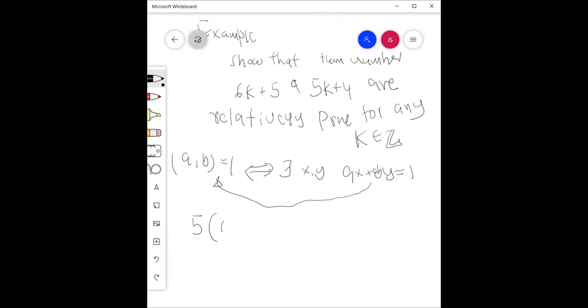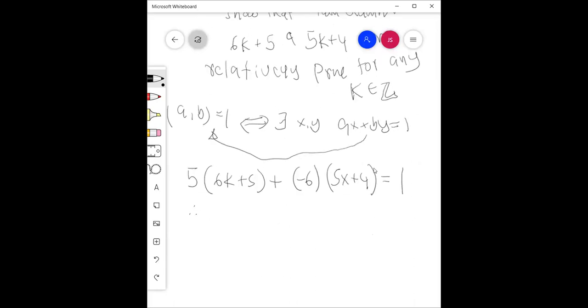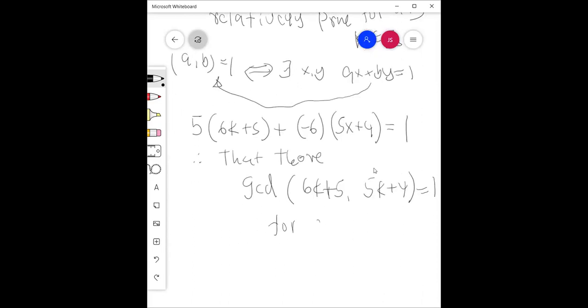So you can see 5 times (6k plus 5) plus minus 6 times (5k plus 4) is equal to 1, because the 30k cancels, and 25 minus 24 is equal to 1. Therefore, by that theorem, gcd(6k plus 5, 5k plus 4) equals 1 for all k in the integers. Okay. So that is today's lesson.